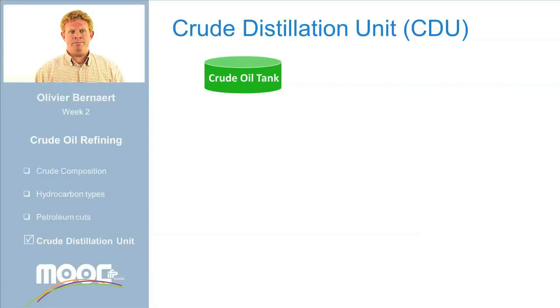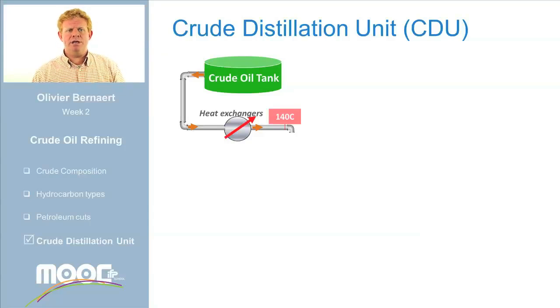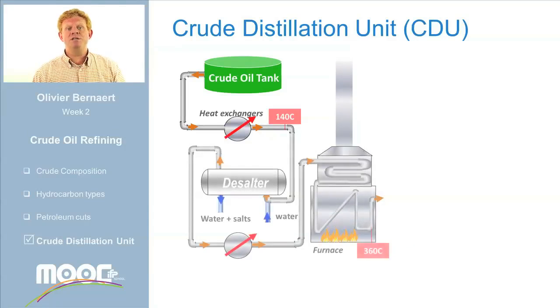Now, let's see in practice the Crude Distillation Unit, or CDU, which is the first unit of a refinery. As we have just seen, the target of this unit is to cut the crude into different cuts. First, the crude is stored in a big oil tank. The crude is heated in heat exchangers. This piece of equipment increases the temperature of the crude by recovering heat from other hot streams up to around 140 degrees Celsius. Then the crude is desalted in a desalter.